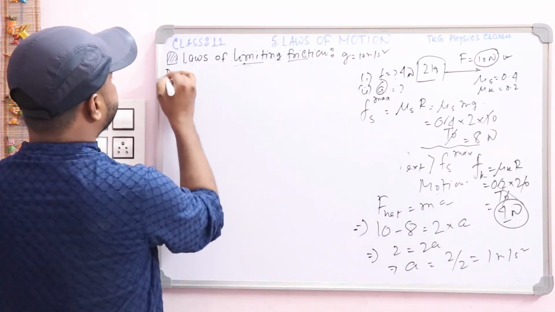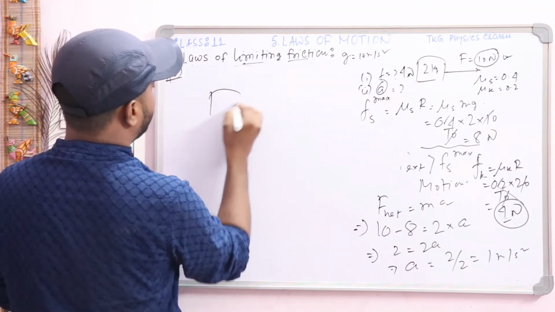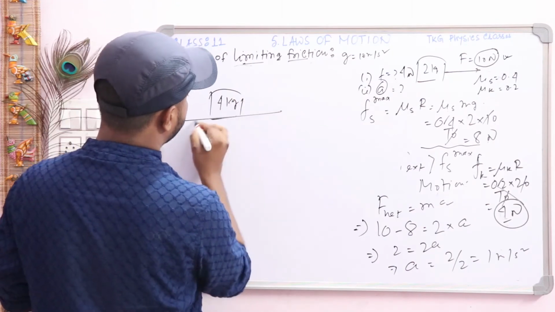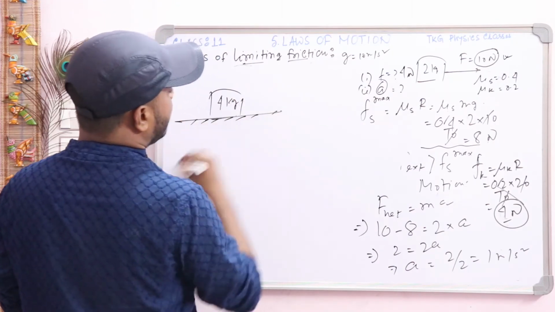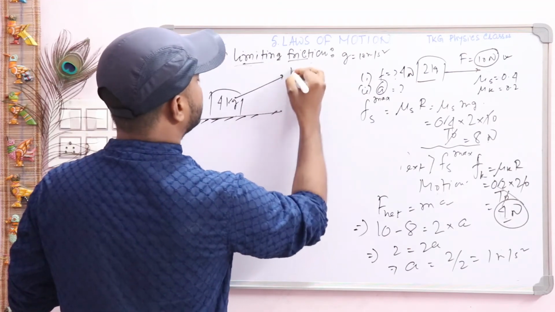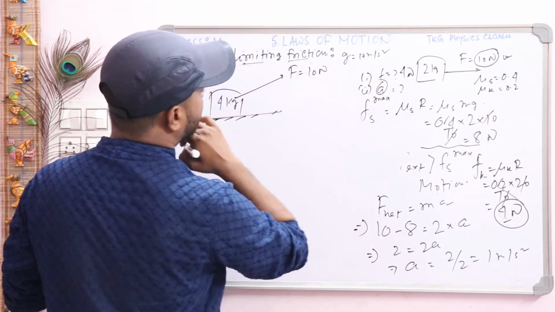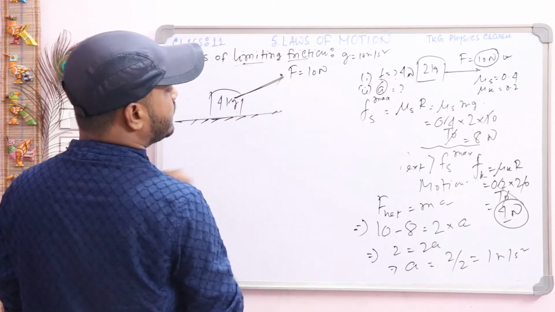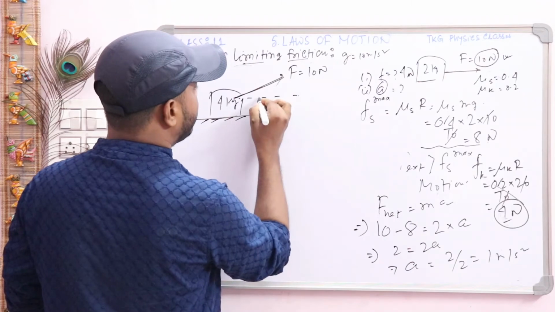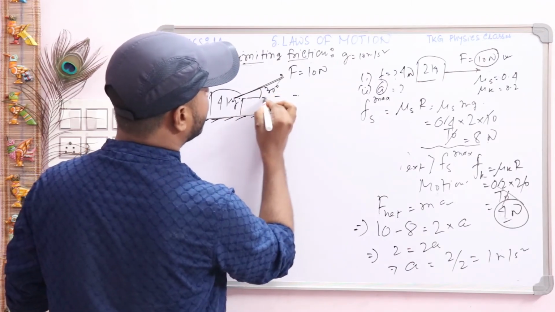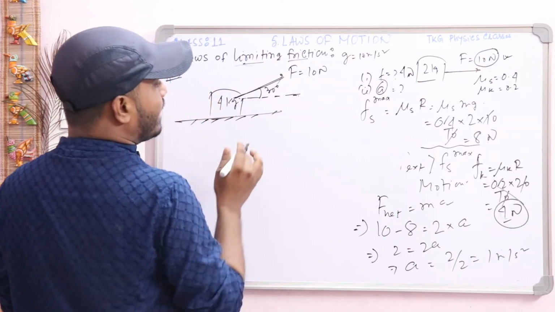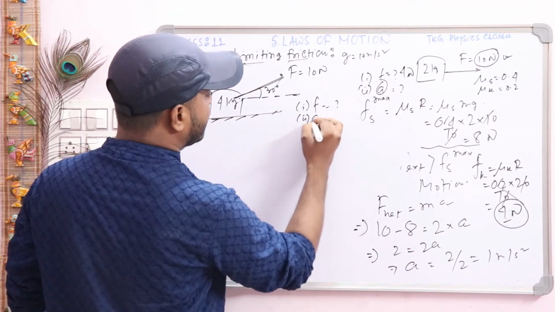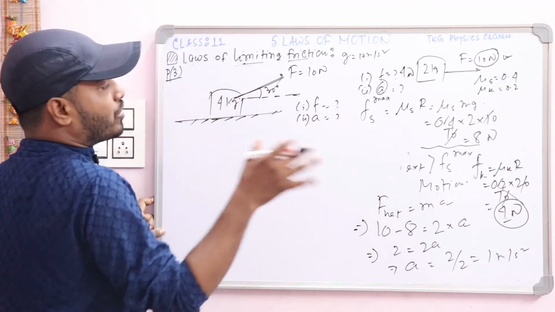Okay, now problem 3. Suppose a body of mass 4 kg is placed on a horizontal surface, and a force F equal to 10 Newton is directed this way, making an angle of 30 degrees with the horizontal direction. Here you have to find, first, the frictional force, and second, the acceleration. Now what is the process?